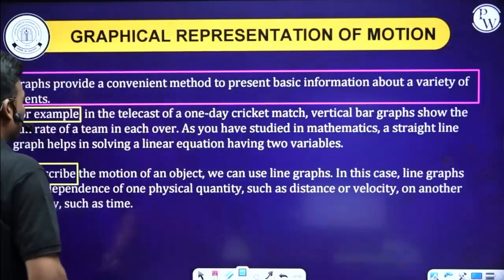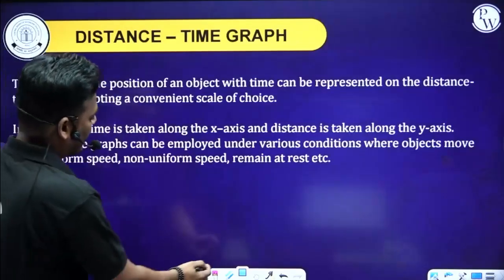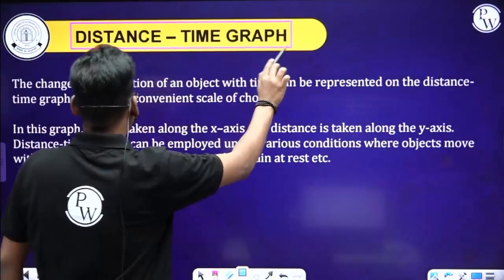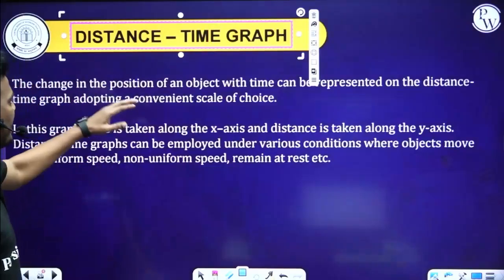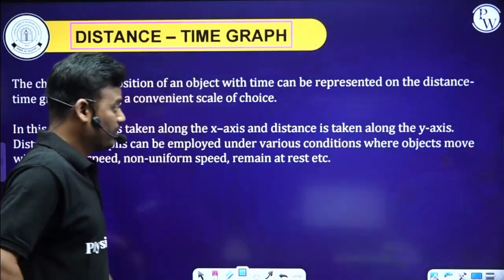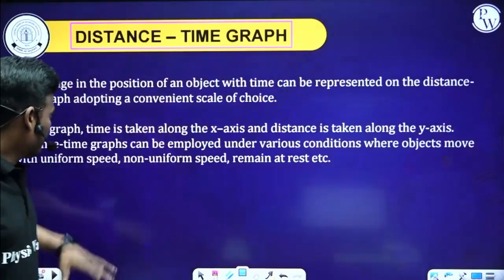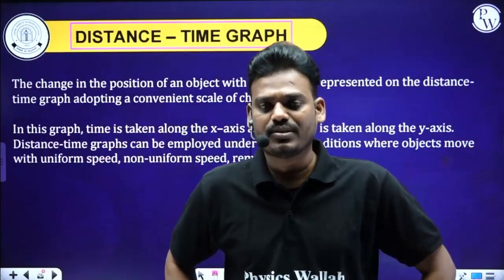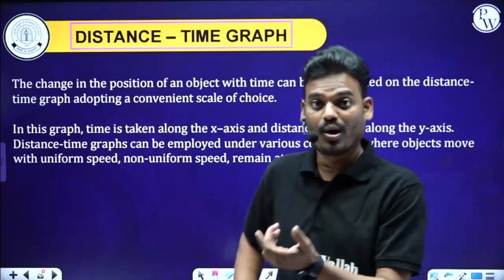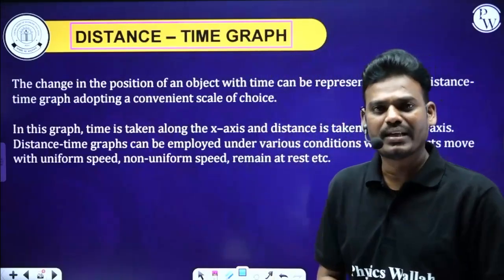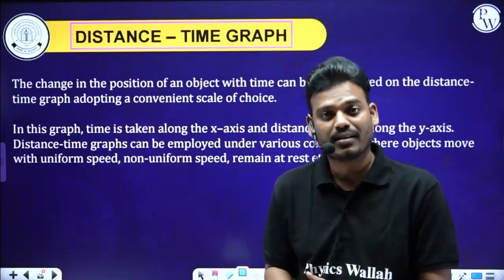Right. The first one, let's see, the distance-time graph. Okay, the distance-time graph. The change in the position of an object with time can be represented on the distance and time graph, adopting a convenient scale of our choice. Okay, convenient scale of our choice means it is up to whatever unit you want. Okay, so here distance means, we know that it is the total length of the path. Okay.